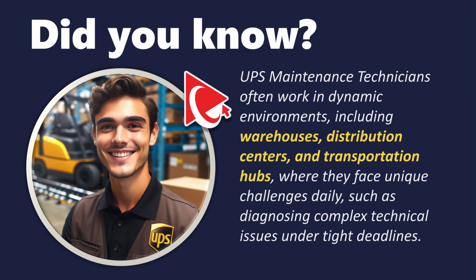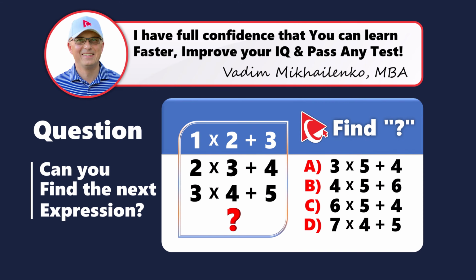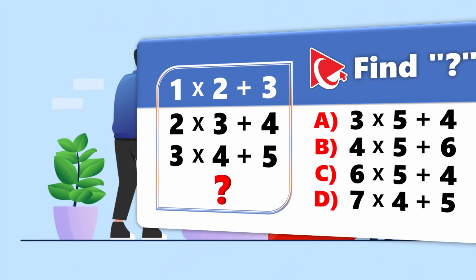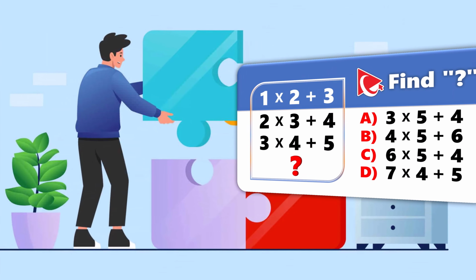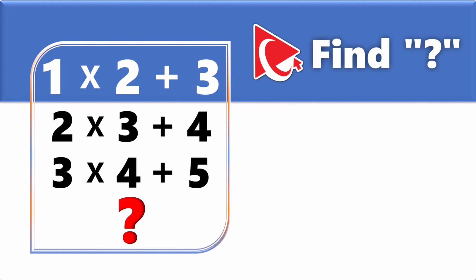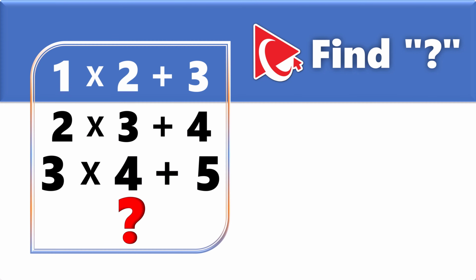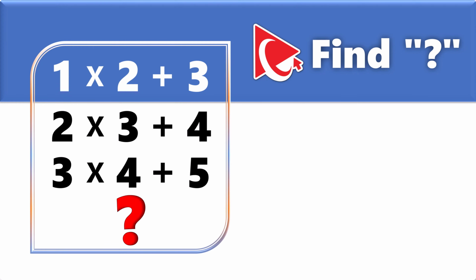Let's explore this mind-boggling assessment test together. This question goes beyond a typical assessment and validates your attention to detail as well as your practical problem-solving techniques. You are presented with 3 expressions and you need to find the 4th one. The first expression is 1 by 2 plus 3. The second expression is 2 by 3 plus 4. The third expression is 3 by 4 plus 5. The 4th expression would need to be selected and rationalized out of 4 possible choices.